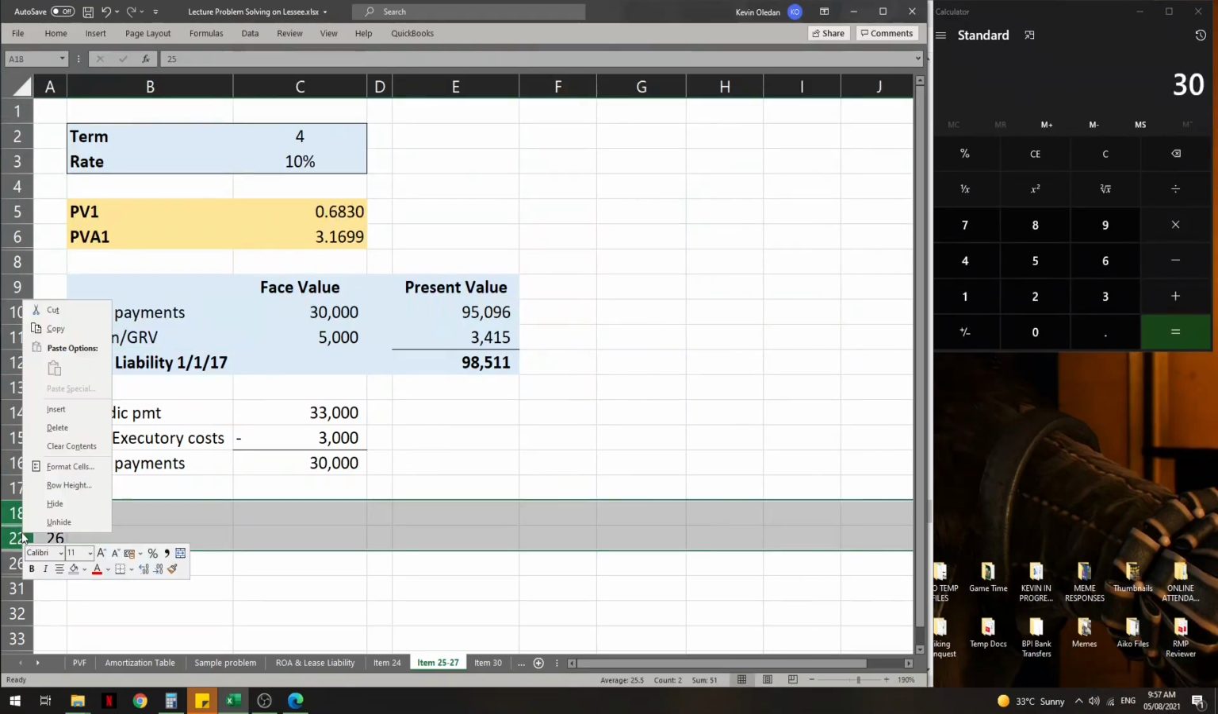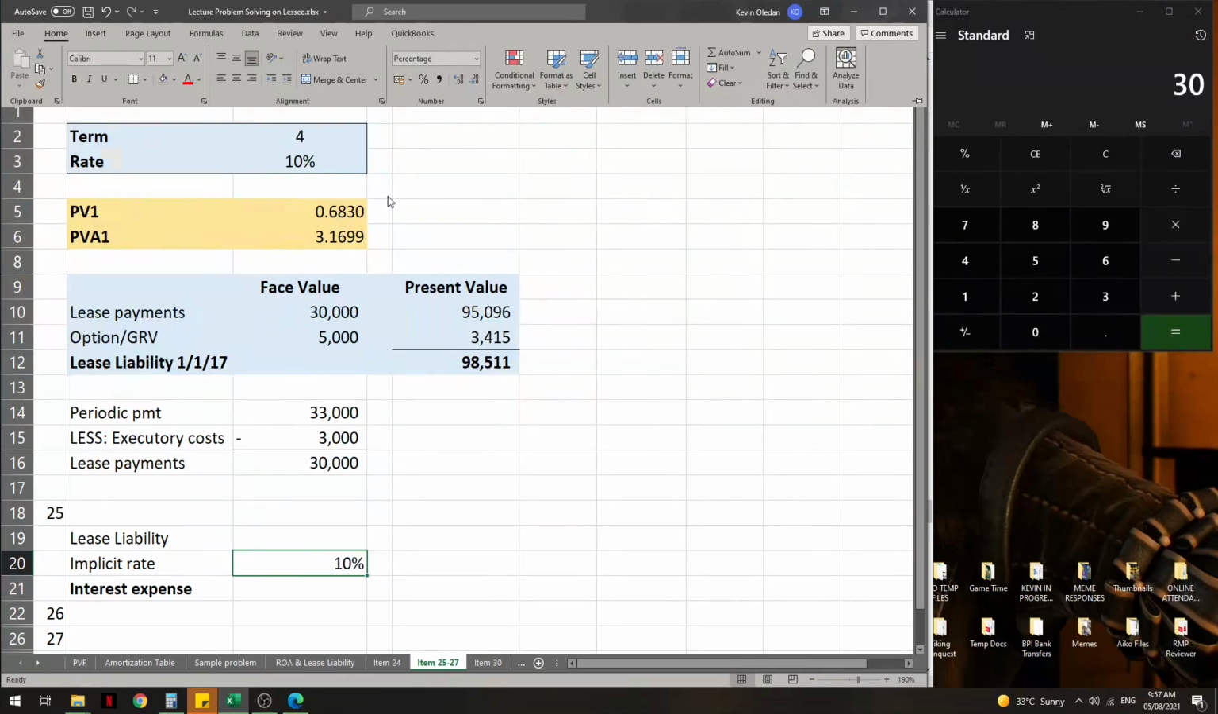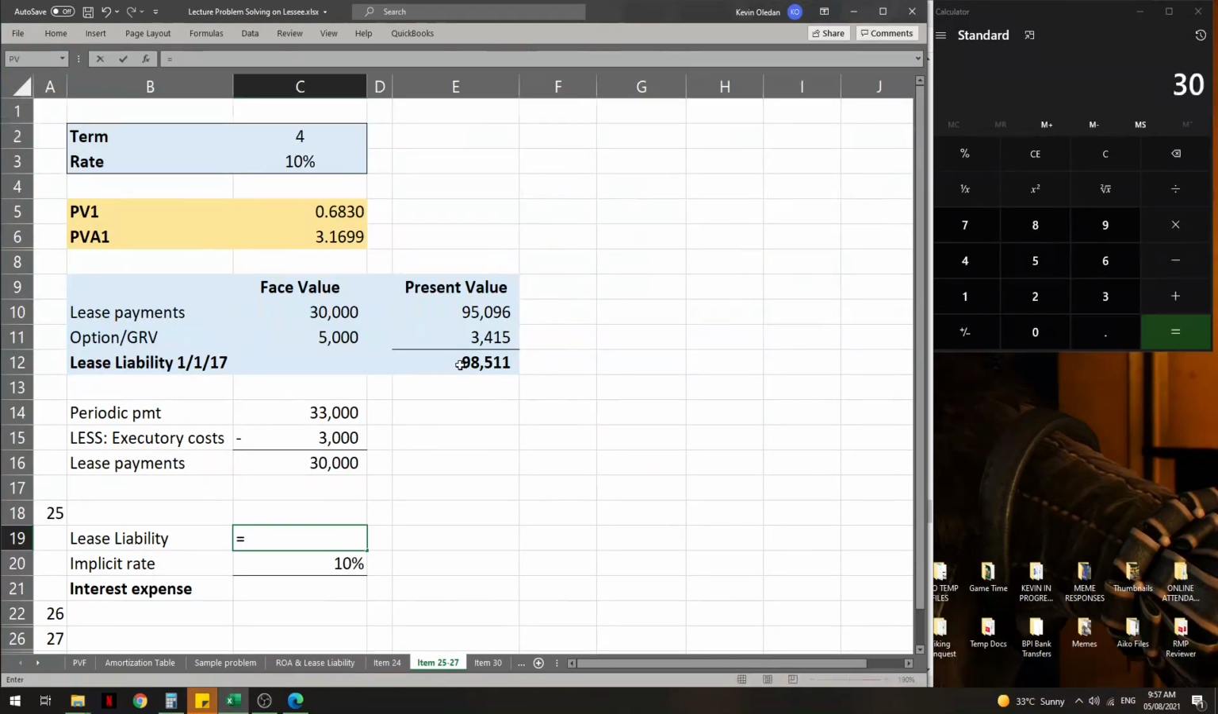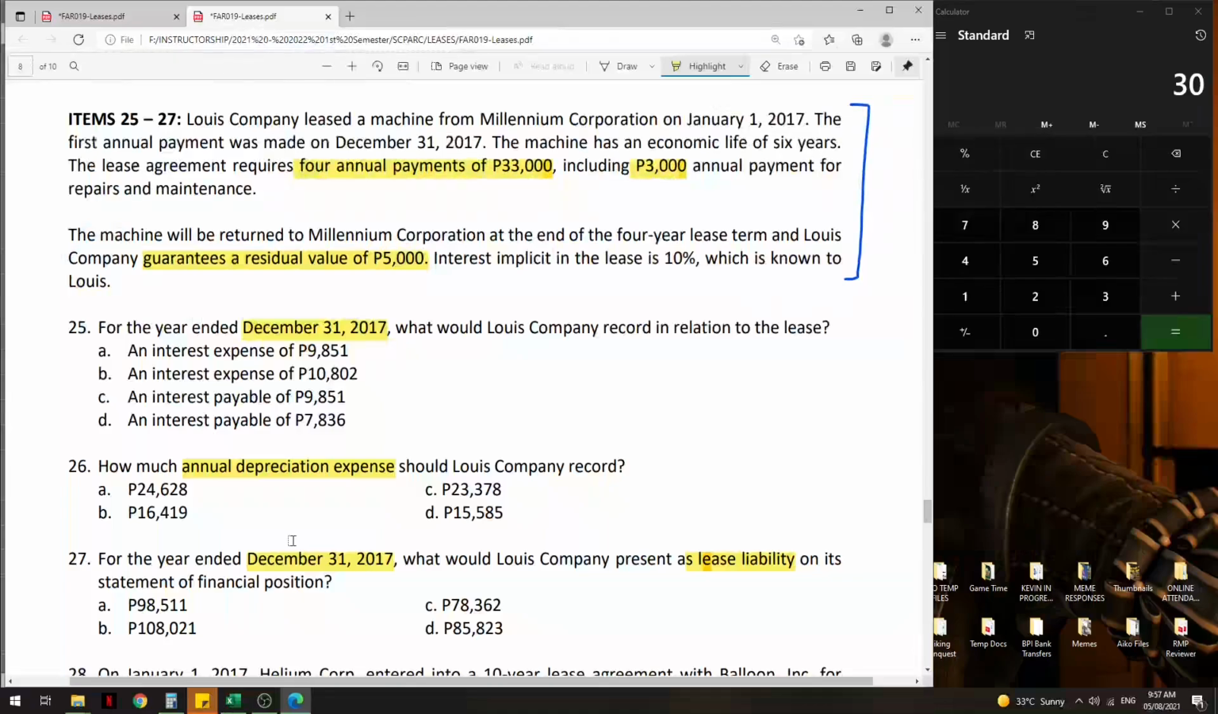Okay, let's answer number 25. Una, as I mentioned earlier, nakita natin sa options na merong interest expense. So it wouldn't hurt if we can compute first magkano ba yung interest expense. Knowing that the implicit rate is 10% and the lease liability at the beginning of the year is equal to 98,511. Kung i-multiply ko po ang 98,511 by the 10%, I can see that an interest expense value of 9,851 actually is there. In our problem, that is letter A.